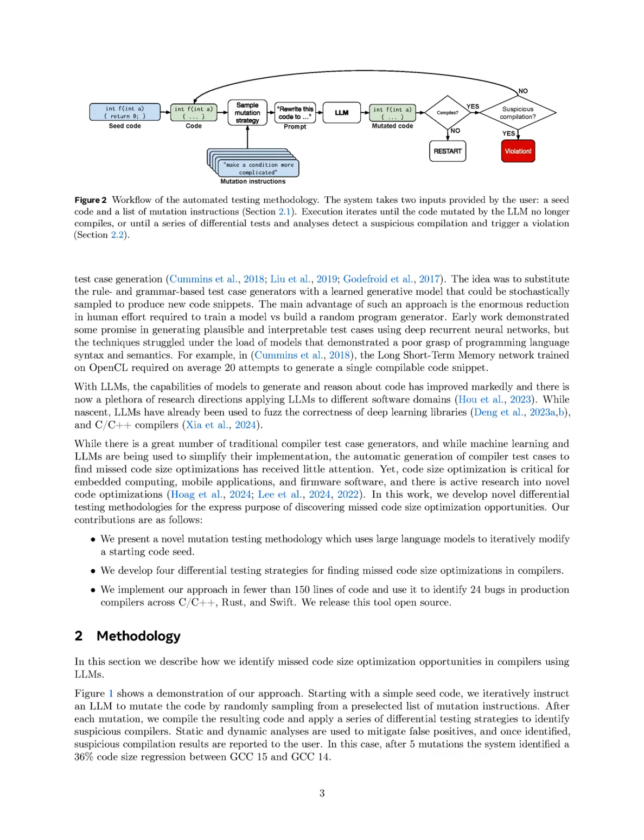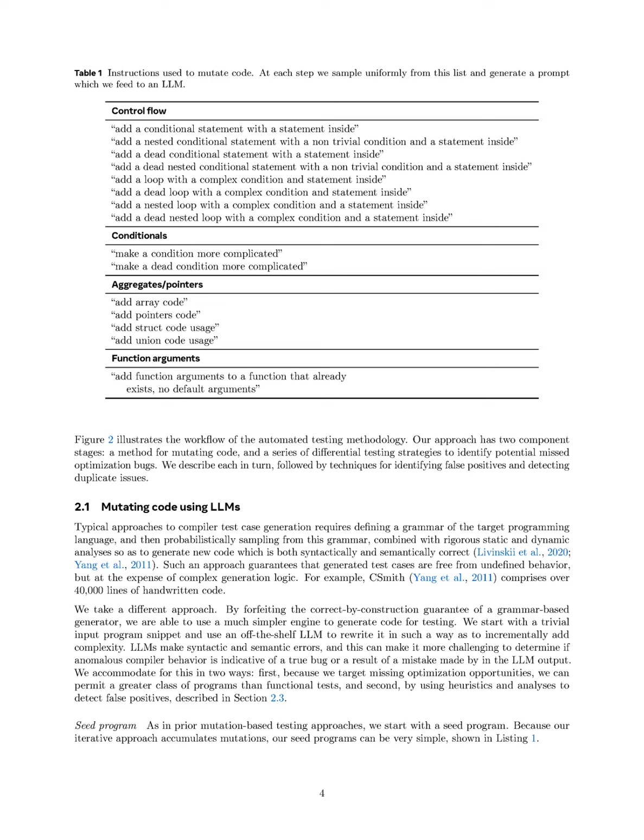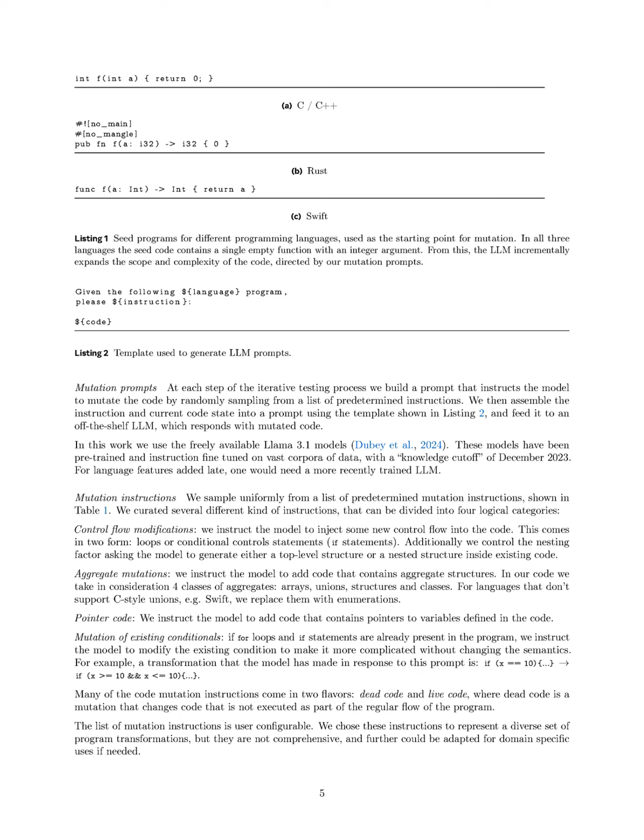In our methodology, we start with a simple seed code, such as a trivial function that evaluates a constant. The LLM is instructed to mutate this code by randomly sampling from a predetermined list of mutation instructions, which may include adding control flow statements or modifying existing conditionals. For instance, if the seed code is a simple loop that checks if a variable equals 10, the LLM might mutate it to check if the variable is greater than or equal to 10 and less than or equal to 10, thereby increasing its complexity.